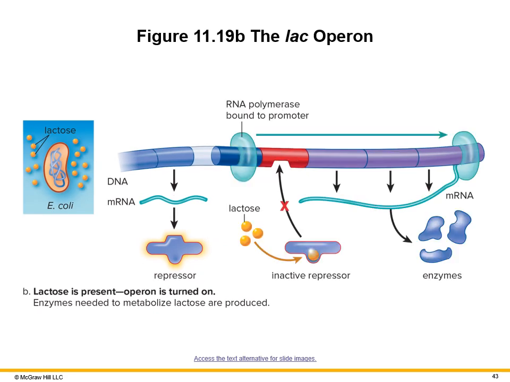So if lactose is present in the environment and the bacteria wants to use the lactose as an energy source, the lactose is able to remove the repressor from the operator, inactivating the repressor, which allows the RNA polymerase to bind to the promoter, and transcribe the genes necessary for lactose metabolism.